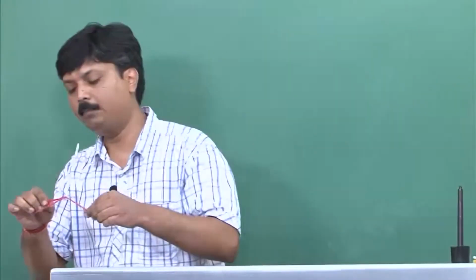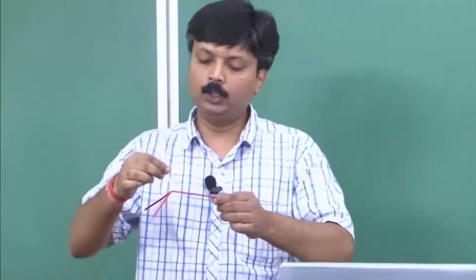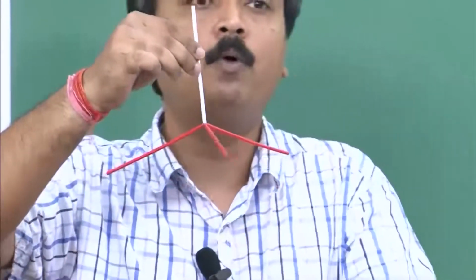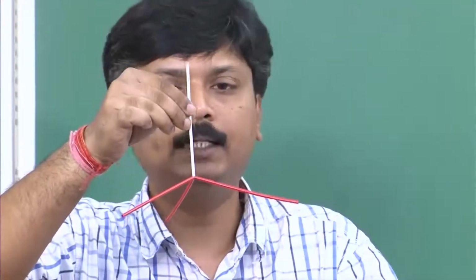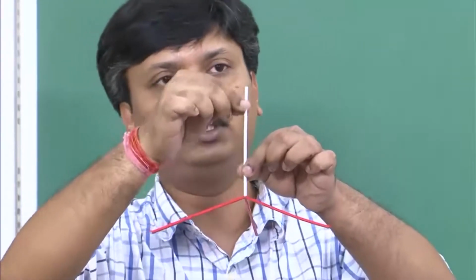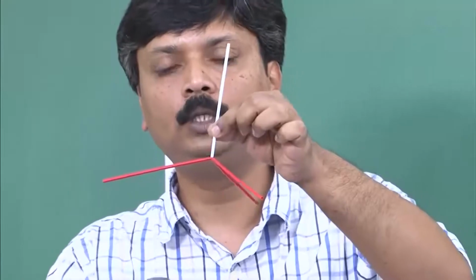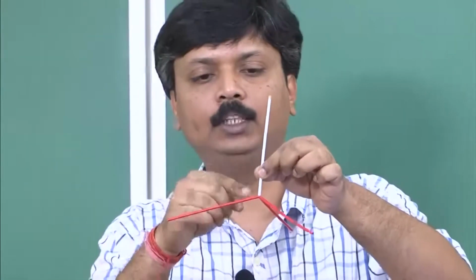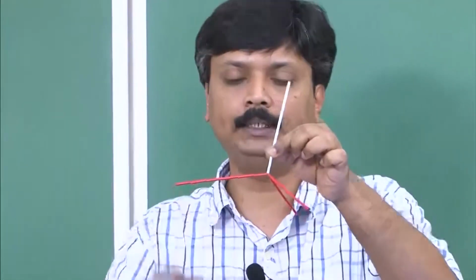Today I will show you one with the help of a model that will make things a lot clearer for you. You can see the model that I am holding. You can think of it as a model for chloroform, CHCl3. This white one corresponds to the CH bond, and the red ones each correspond to CCl bonds.